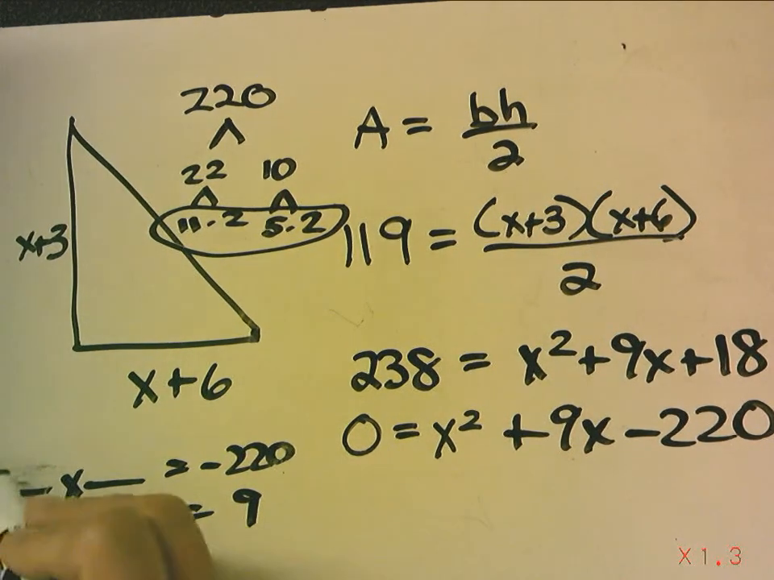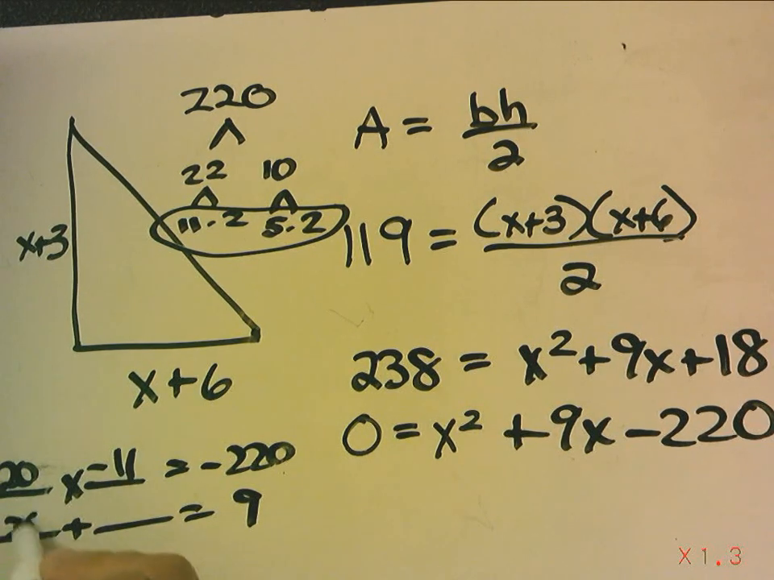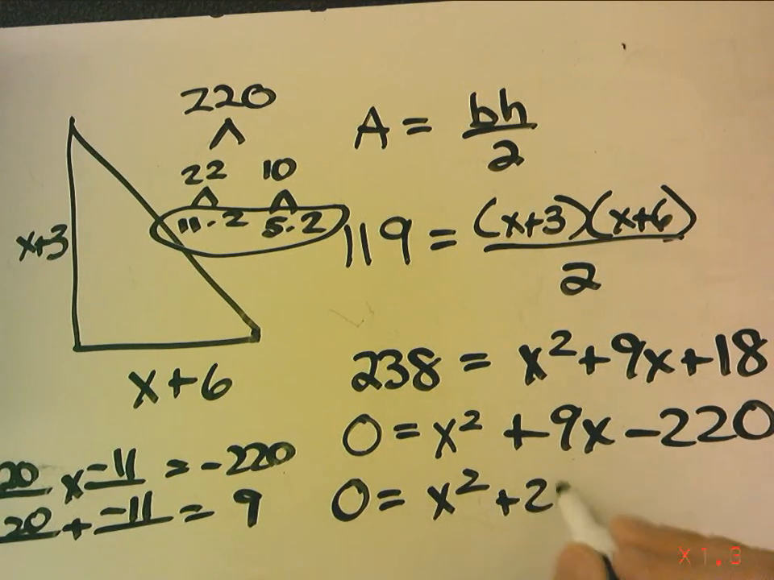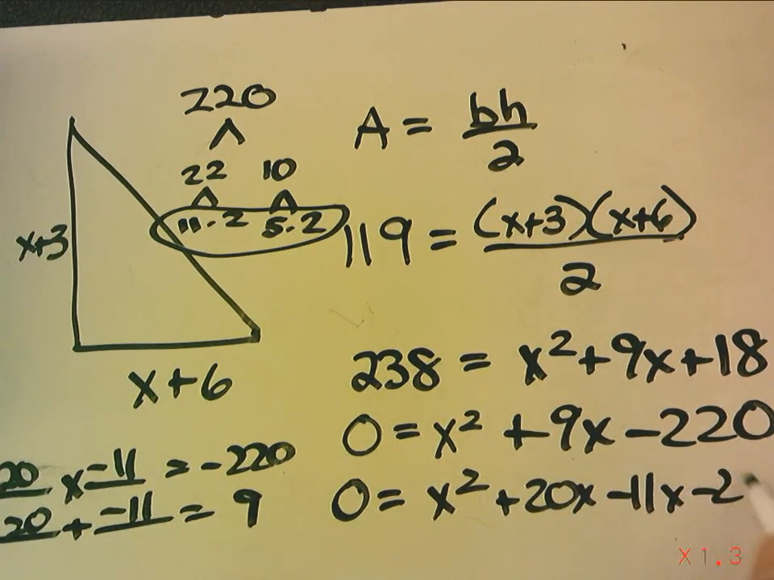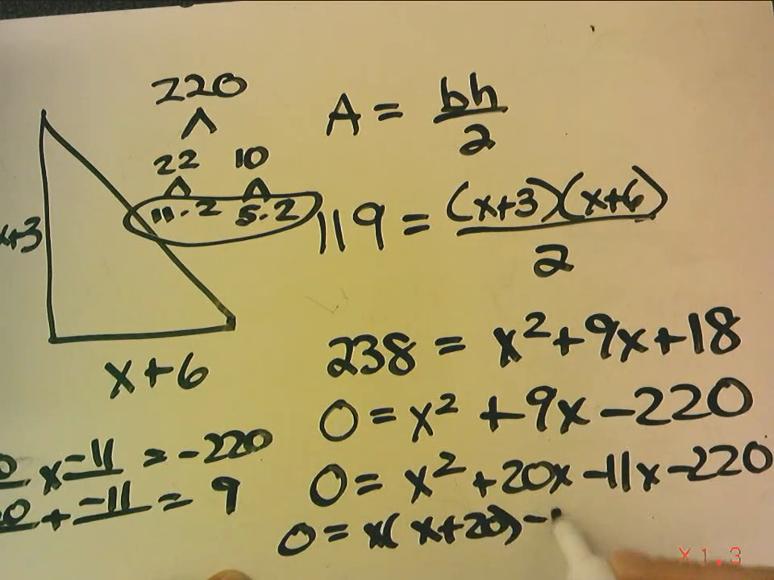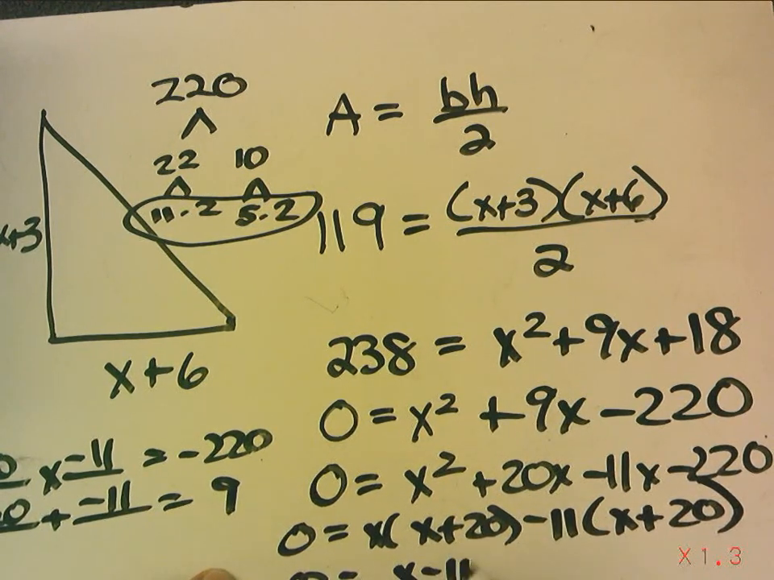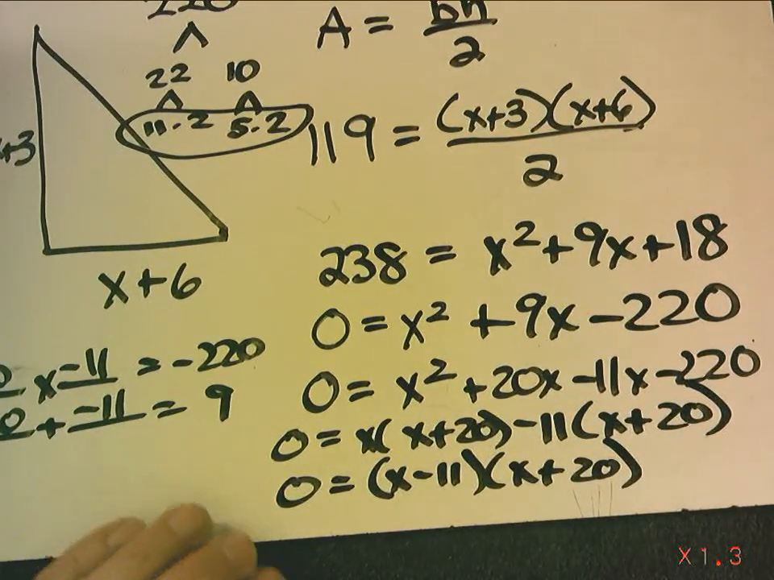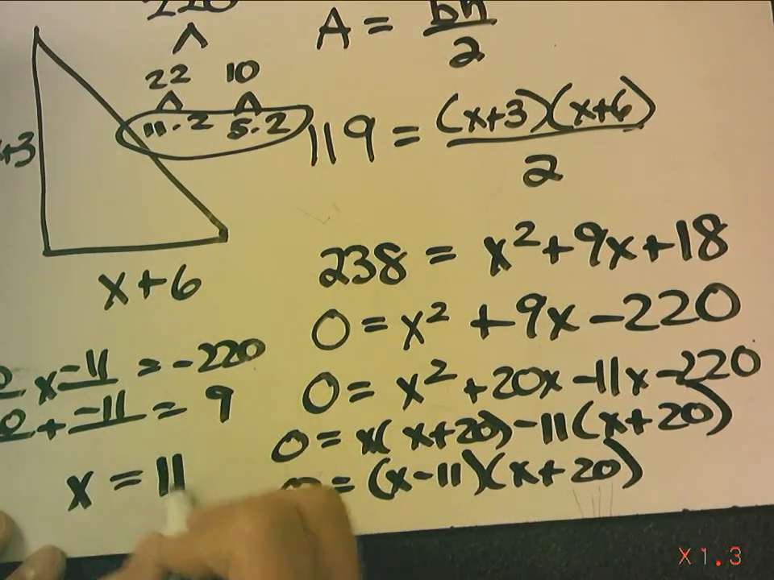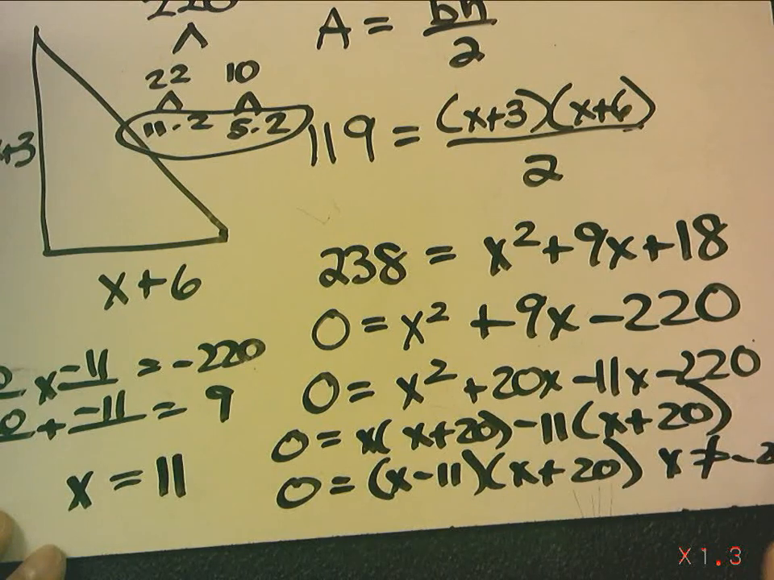So this means 20 is going to be positive, negative 11. So 0 equals x squared plus 20x minus 11x minus 220. And then I factor by grouping. 0 equals, take out an x plus 20, take out a negative 11, x plus 20, and 0 equals x minus 11 times x plus 20. So my answer has to be x equals 11 because x cannot equal negative 20.